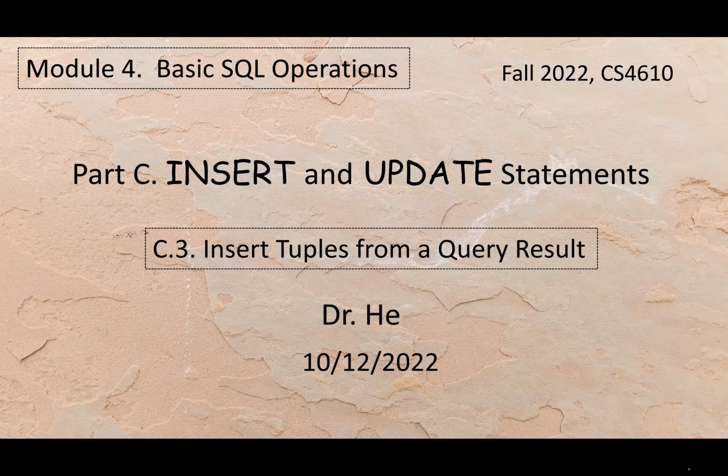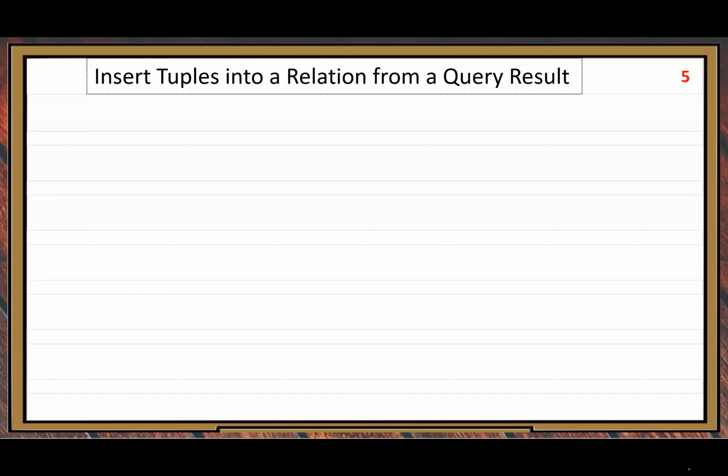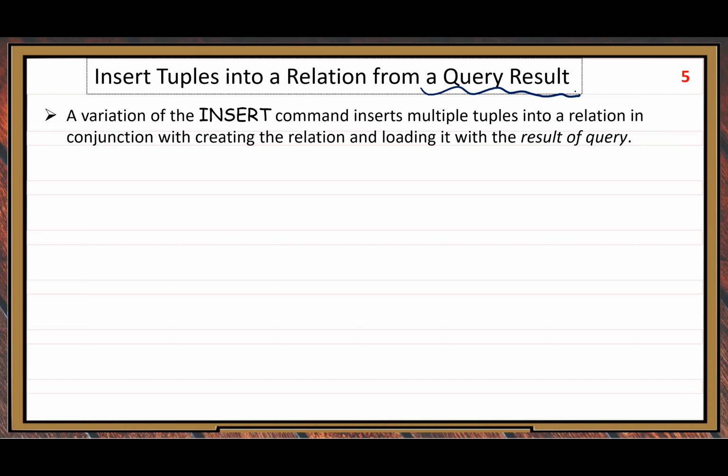C.3, insert tuples from a query result. Another special situation. We can do the insert statement. This time, we get our data from a query result. Our data comes from a query result. Then we insert that data directly to another relation. So let's look at this variation.